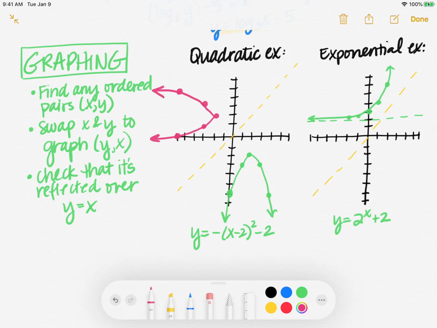Cool. Does that look like a mirror image to you guys, except for the fact that my parabola is super wonky? Let's try that again. It's a little bit better.